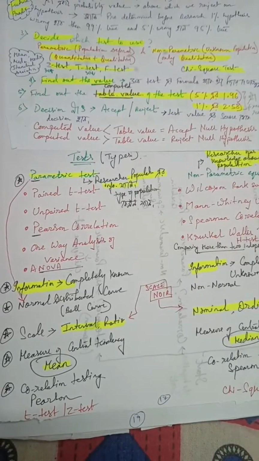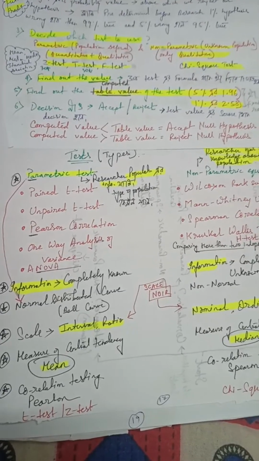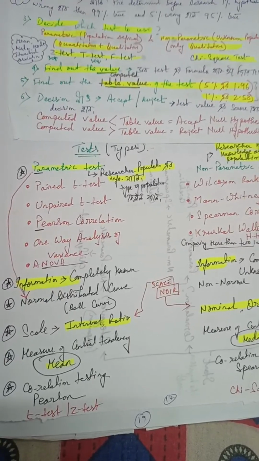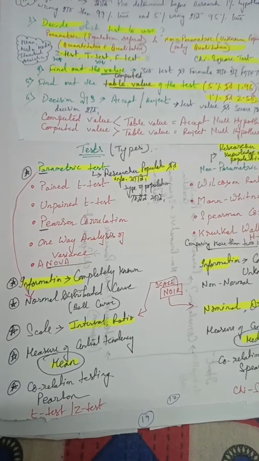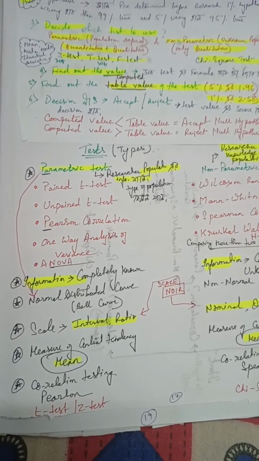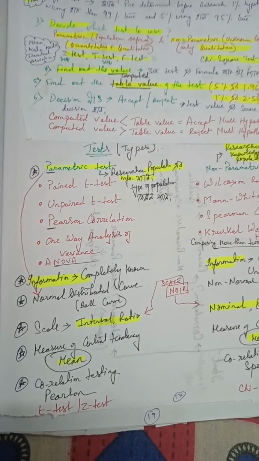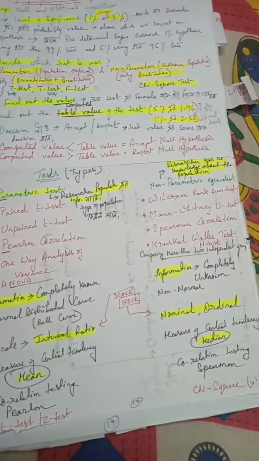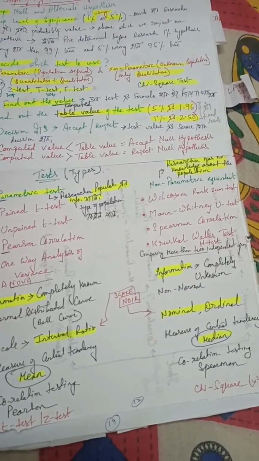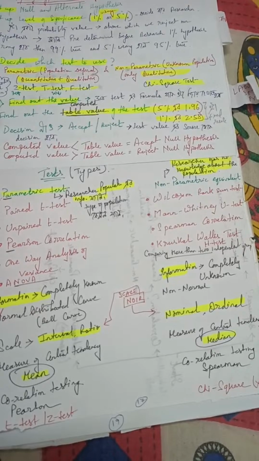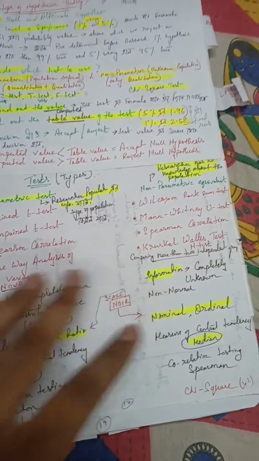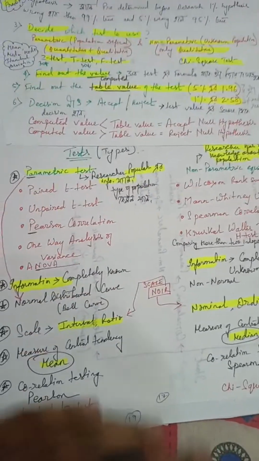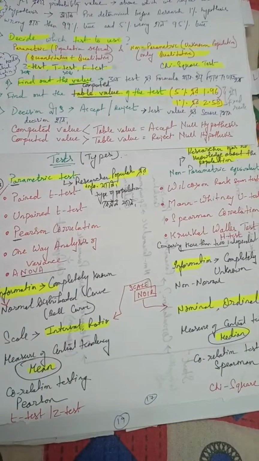The types of parametric test are paired t-test, unpaired t-test, Pearson correlation, one-way analysis of variance, ANOVA test. And non-parametric tests are Wilcoxon rank sum test, Mann-Whitney U test, Spearman correlation. Spearman correlation, non-parametric. Pearson correlation, parametric. That we have to learn, that we have to understand, because questions are directly being asked from this particular section.